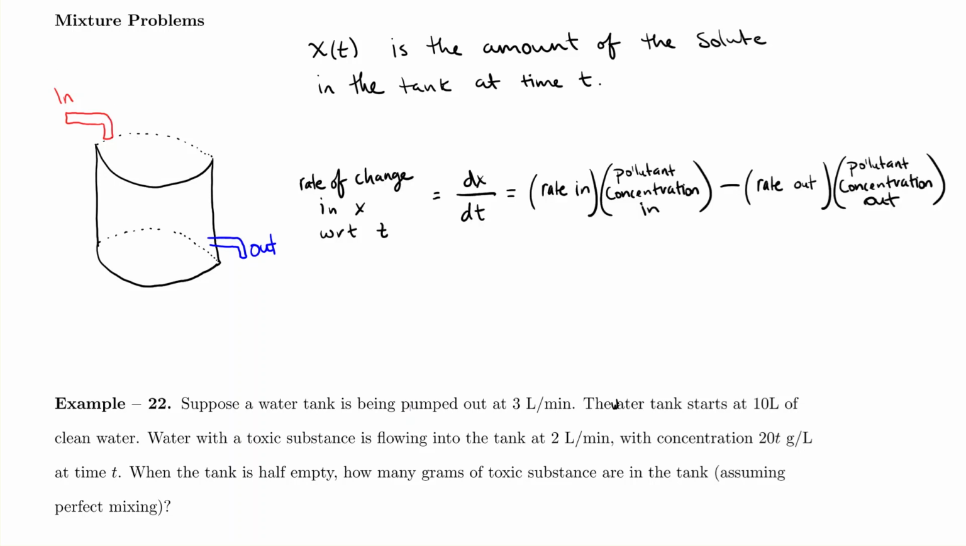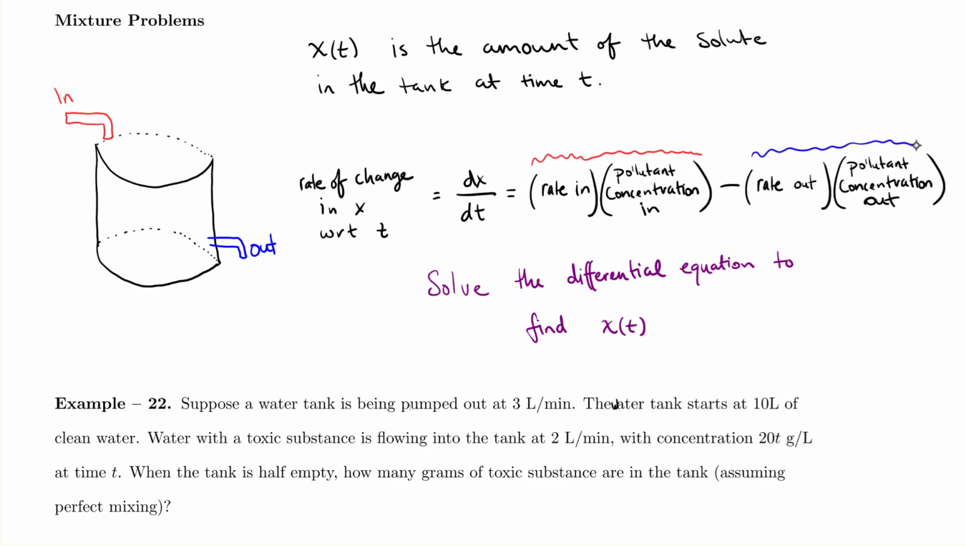Now this x of t is going to be difficult to describe directly. However, the rate of change of x with respect to t is a bit simpler to determine, and then from that, if we can solve this differential equation, we will be able to isolate x of t. So in these problems, the rate of change in the amount of solute in the tank at time t can be described by the rate in times the pollutant concentration in, or whatever the solute is, minus the rate out times the concentration of what is coming out.